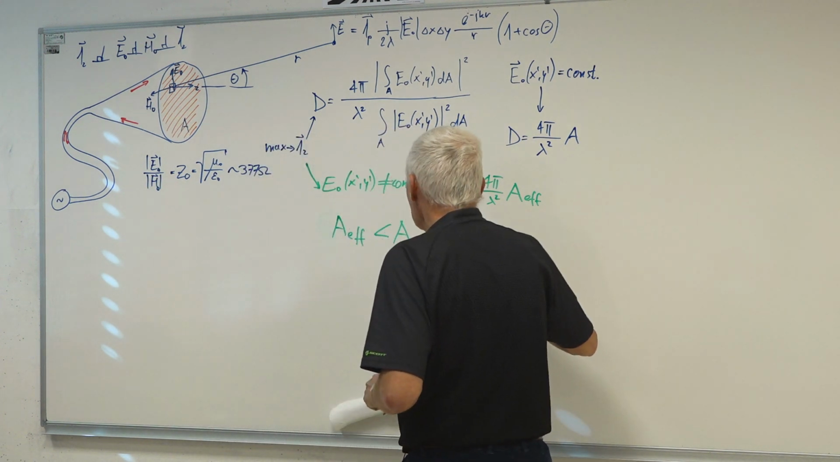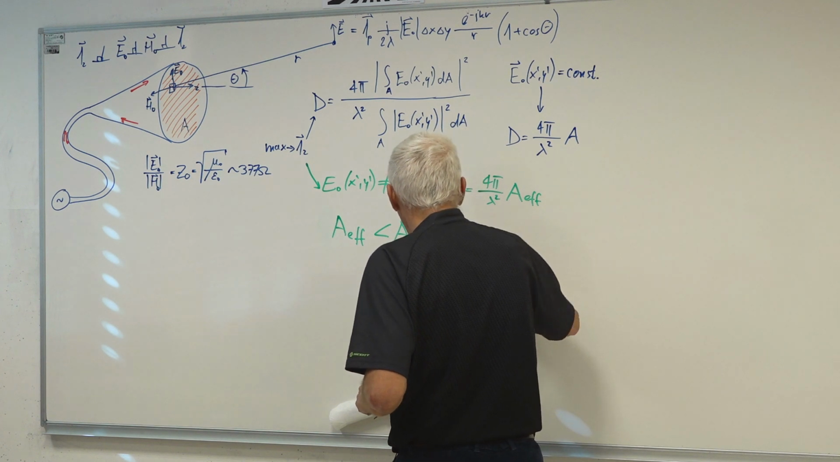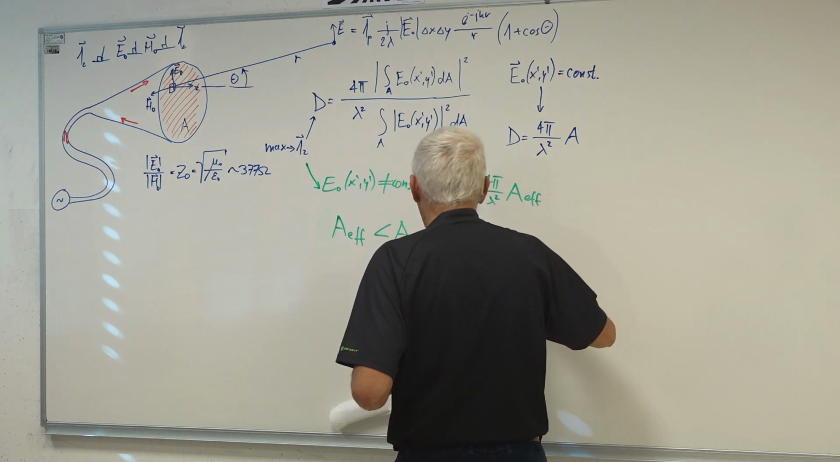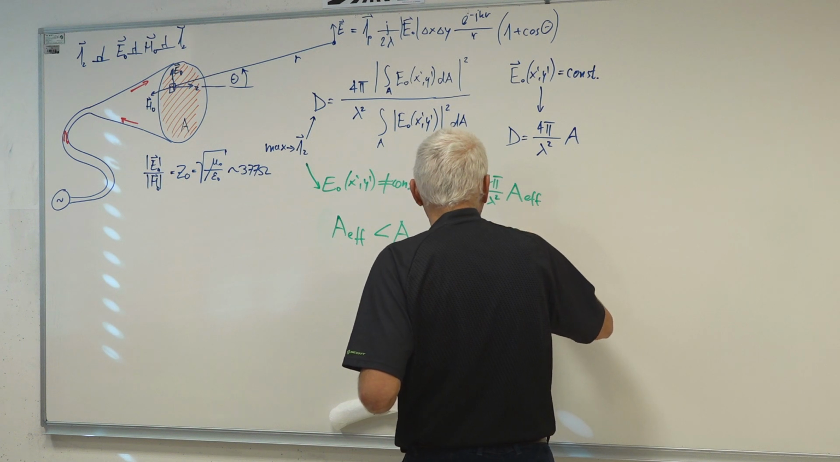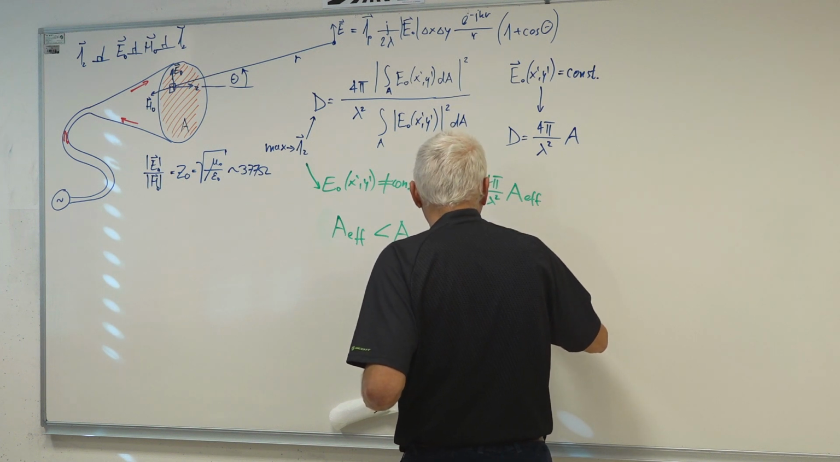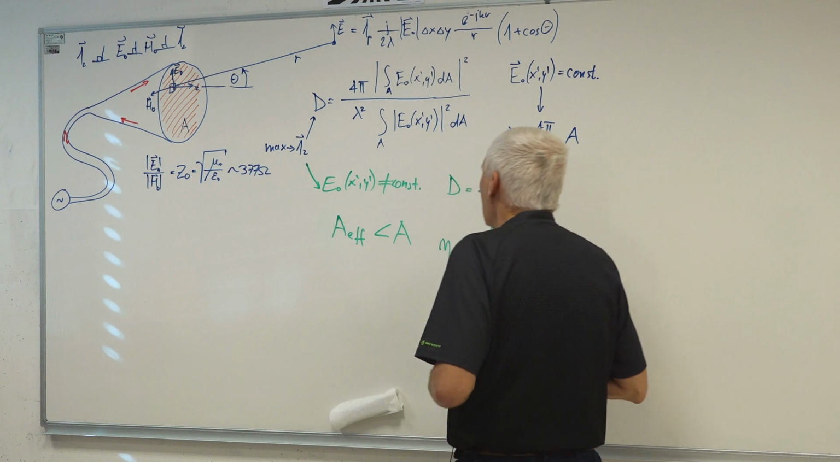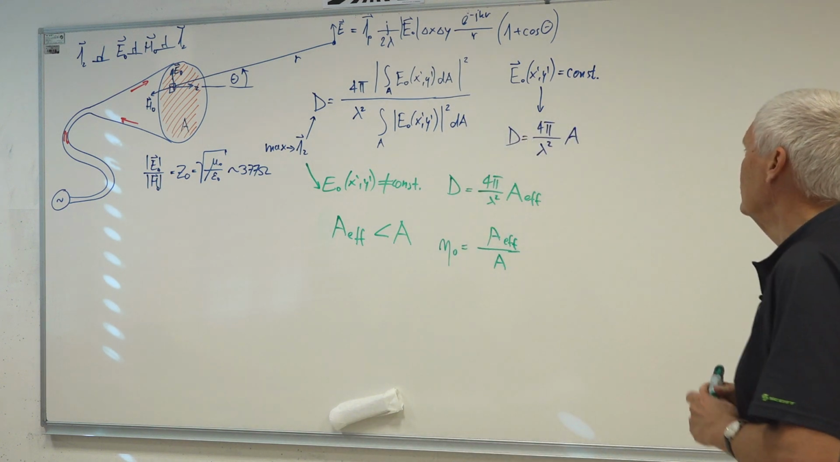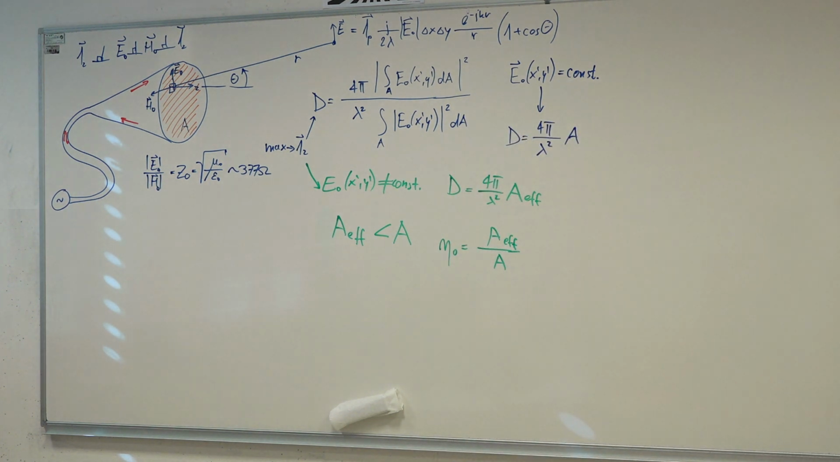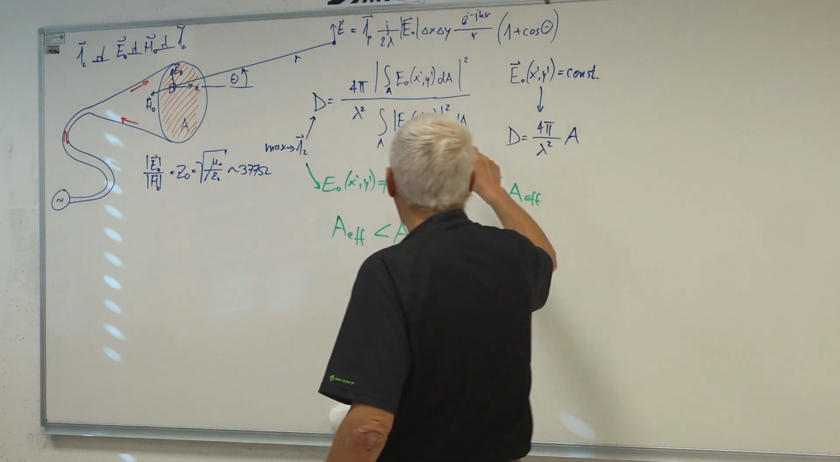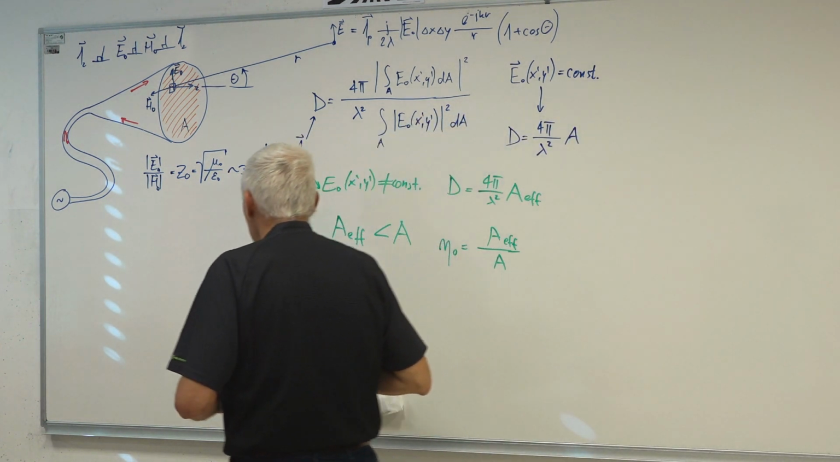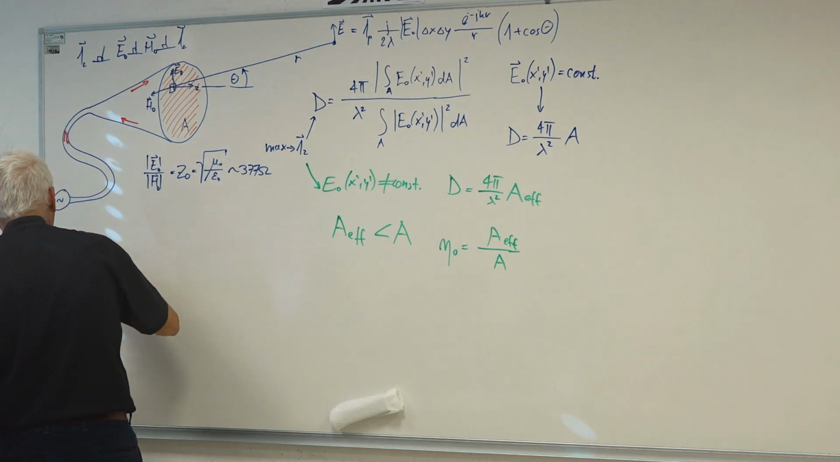We can also define an illumination efficiency. That's the ratio between the two: effective area divided by the real area. We can also try to calculate our illumination efficiency.